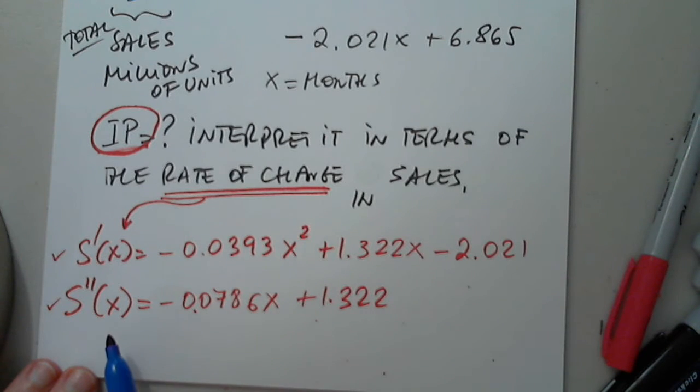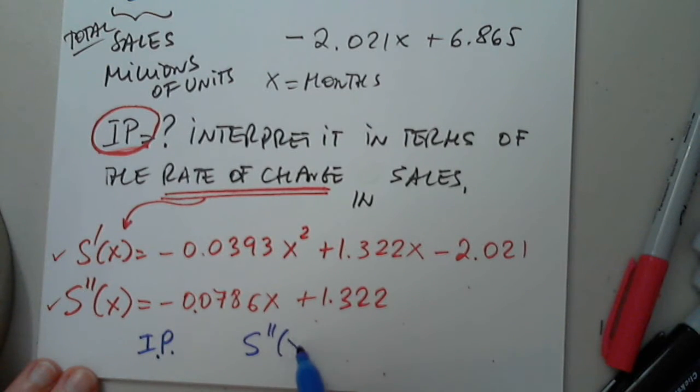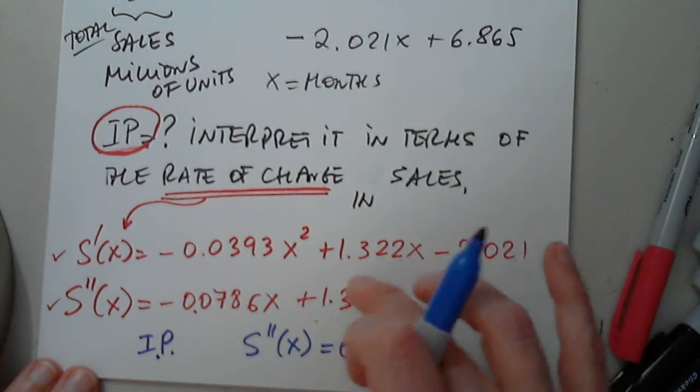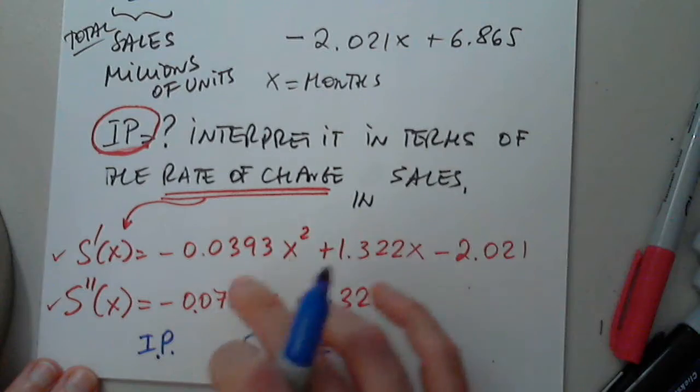But what I'm asked to determine is, first of all, the inflection point. Would you set it equal to 0? Yes, I have to. That's my first step. Next. So I set it equal to 0. This is a linear equation. So I will move 1.322 and divide by this.